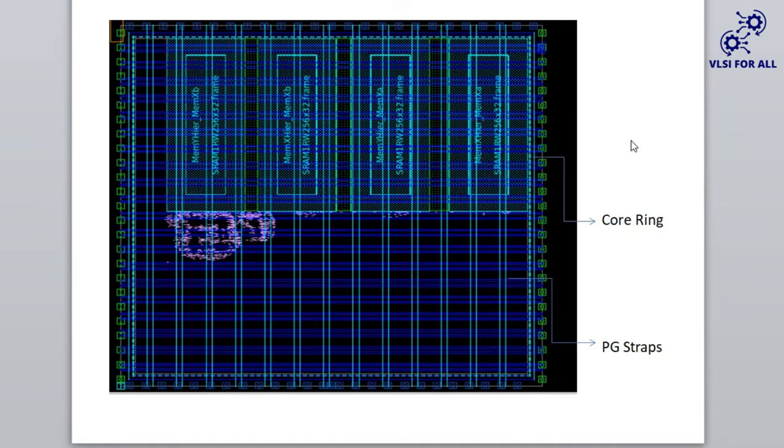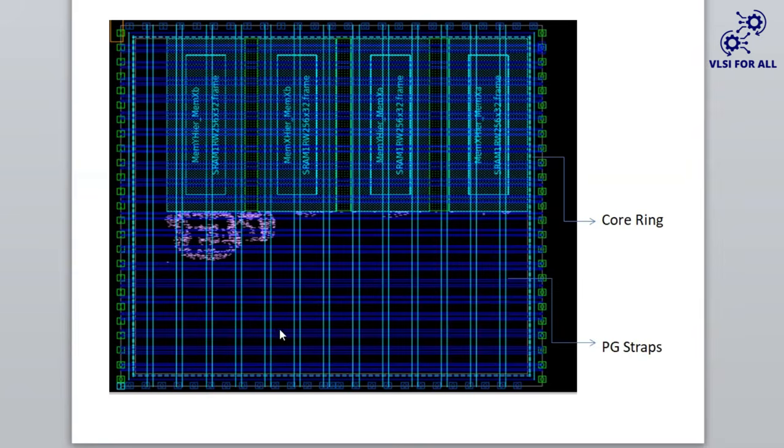As I marked here, core rings carry VDD and VSS around the chip. As I have marked here, these dotted lines are called core rings. Next come the straps, as I said here, PG straps. You can see one is in sky blue, the other is dark blue. These are PG straps which carry VDD and VSS from the rings. And there are some rails.